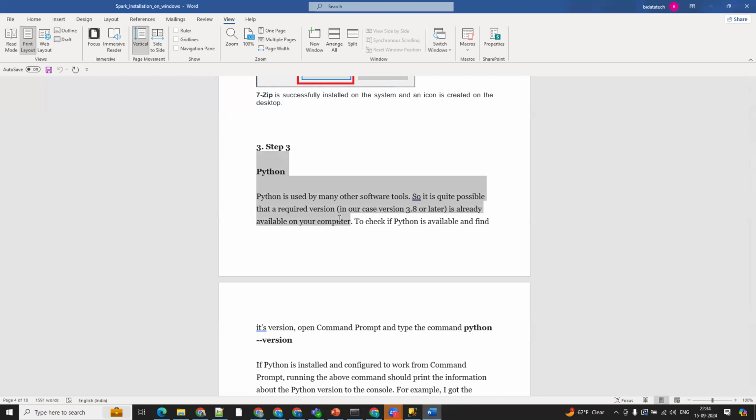I'm warning you. Please do not install Python separately. Standalone Python is not required here. When you install Anaconda, by default, Python will get installed. Whatever software I've given, that software has Python 3.8, which is a stable version.